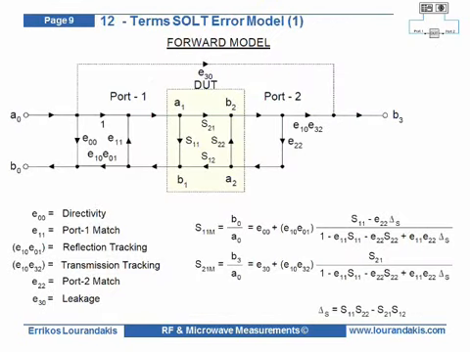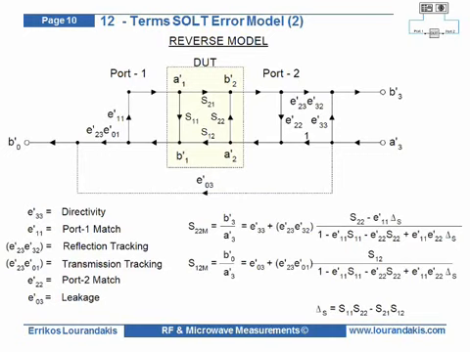In the forward operation, the measurement setup is described by the flow graph shown here, which yields the measured parameters S11M and S21M. These two equations contain all 4 actual S parameters of the DUT and the 6 forward error terms. These error terms are addressing the directivity, port 1 matching, reflection tracking, transmission tracking, port 2 matching, and leakage. The individual error terms are calculated automatically by measuring the appropriate calibration standards.